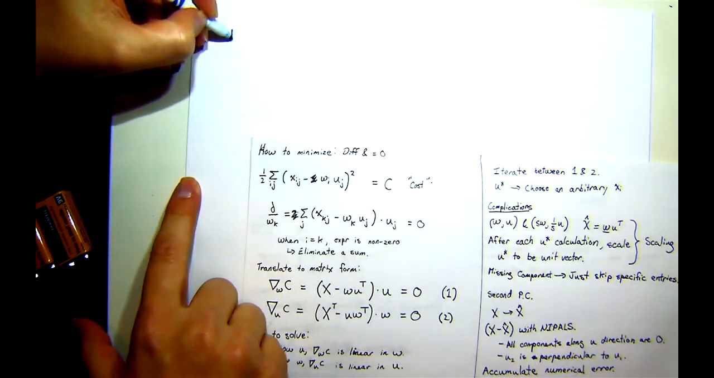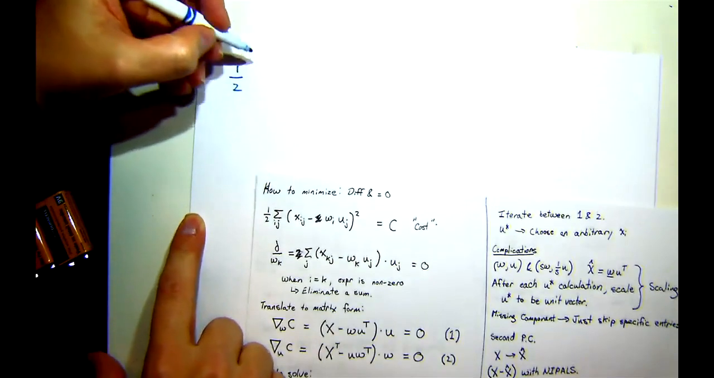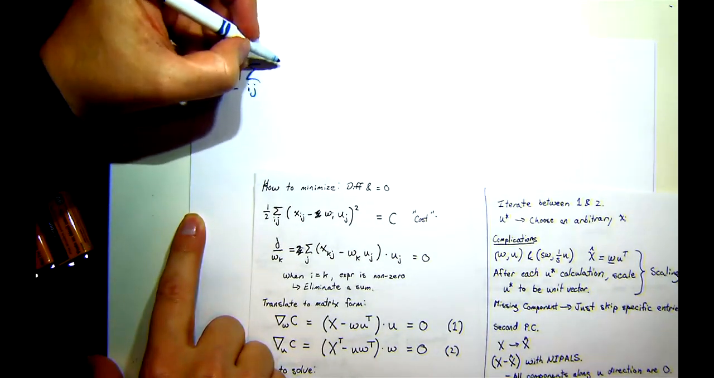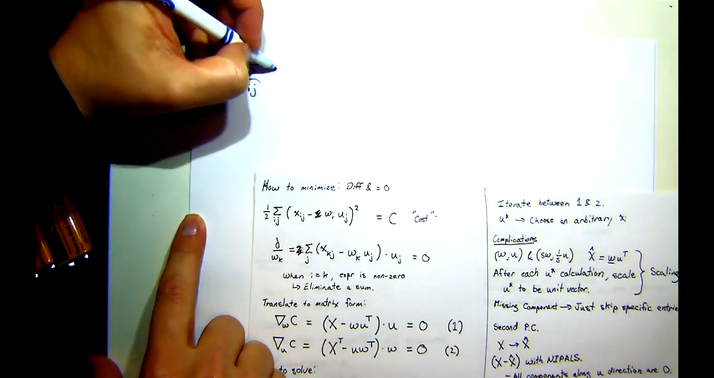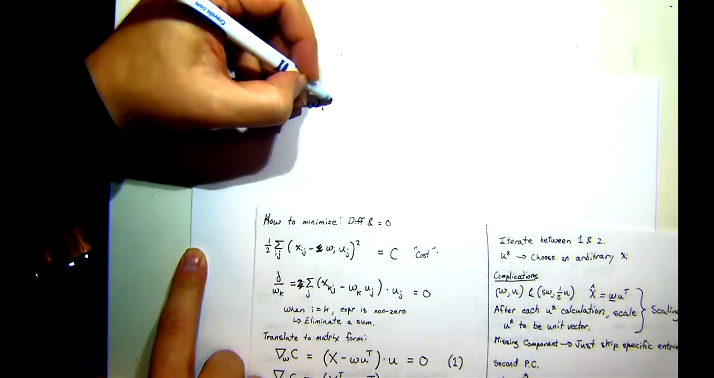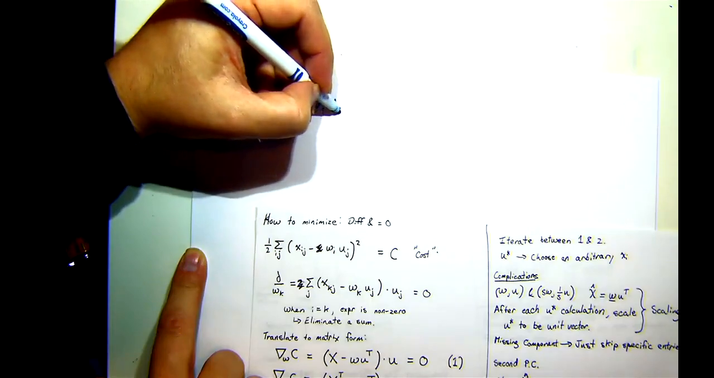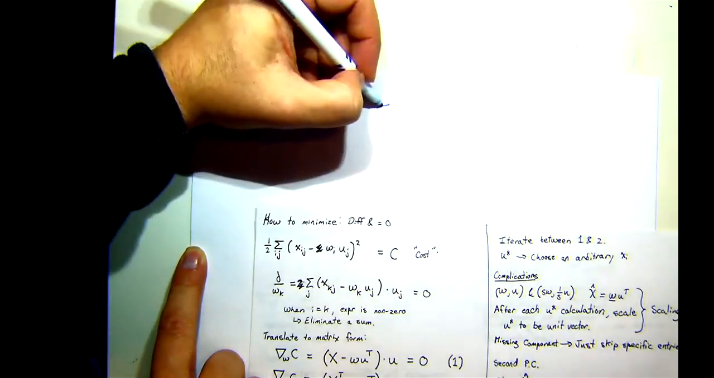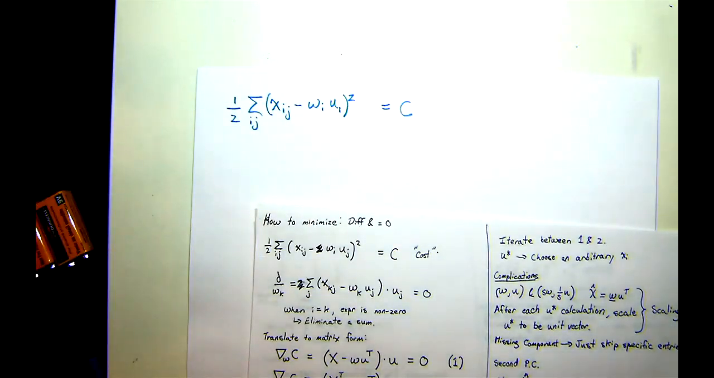To do that, let me just rewrite this slightly. We're going to minimize, and we're going to add a half just so the math works out nicely. It's the double summation over i and j of x_ij minus w_i u_1, and it's the square of that. We're going to call that C. C just stands for cost. It's just the thing we're going to minimize.